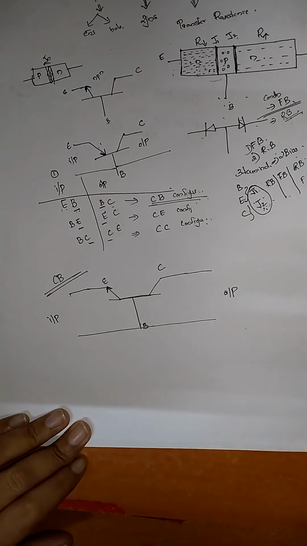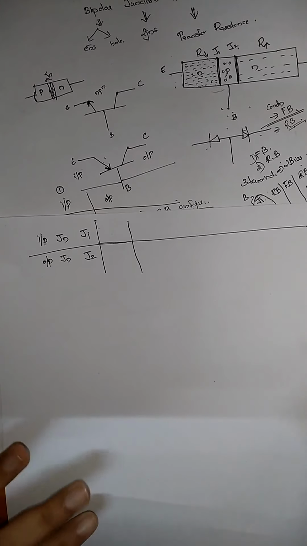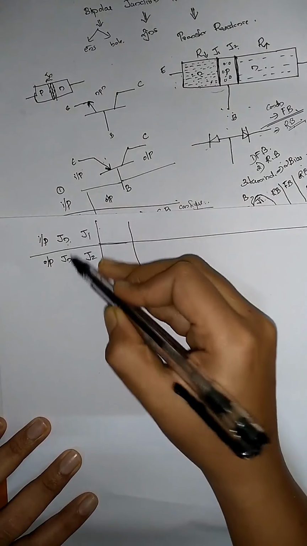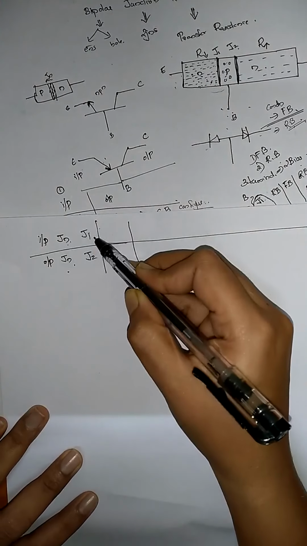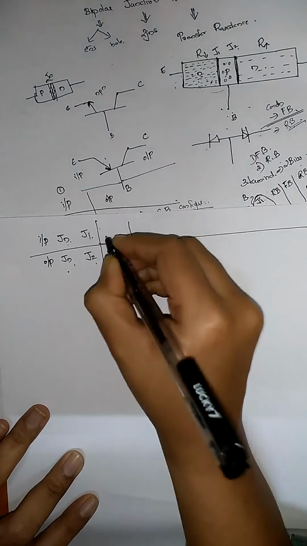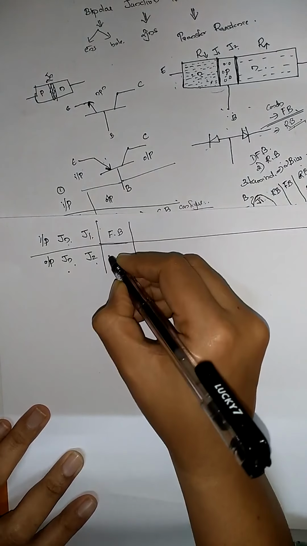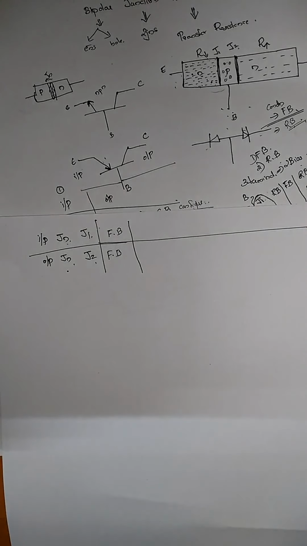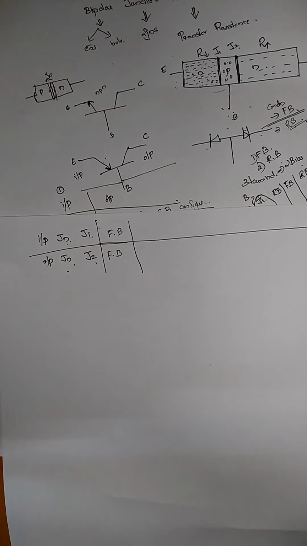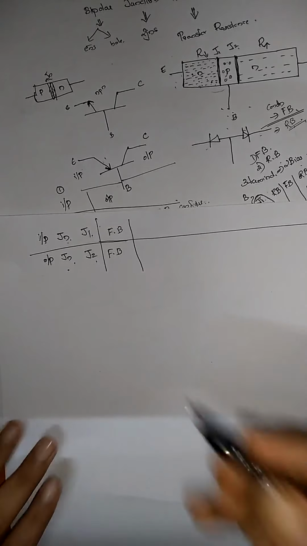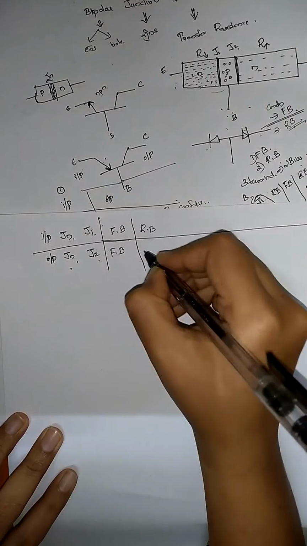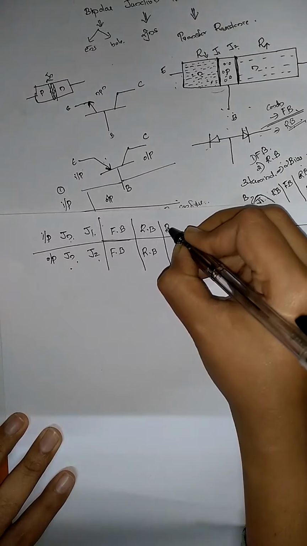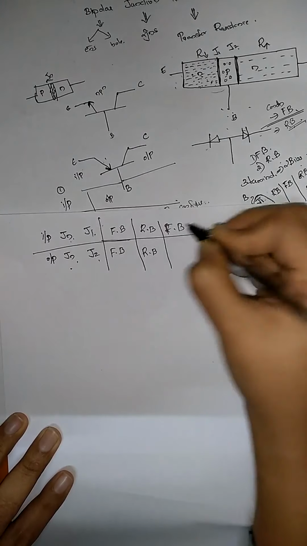Okay, so what I am going to do is tell about four modes of operation. So we have two junctions, input junction and output junction, that is junction J1 and J2. First, we know that in a diode conduction occurs when it is forward biased. So first I am going to forward bias both junctions. After that, I will study what happens when both junctions are reverse biased, and then I will employ the combinations.